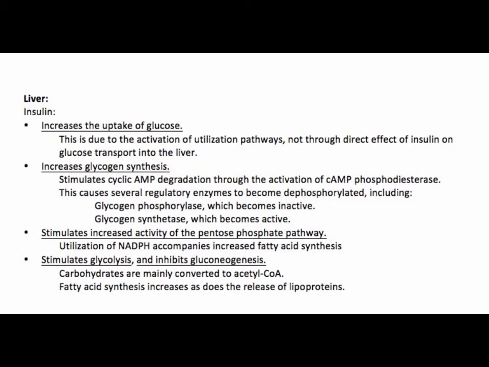Insulin increases glycogen synthesis by decreasing cyclic AMP and activating the protein phosphatases. Several regulatory enzymes become dephosphorylated. Insulin stimulates the activity of the pentose phosphate pathway. As we've seen, insulin stimulates glycolysis and inhibits gluconeogenesis. Carbohydrates are converted to acetyl-CoA. Fatty acid synthesis increases, as does the release of lipoproteins.